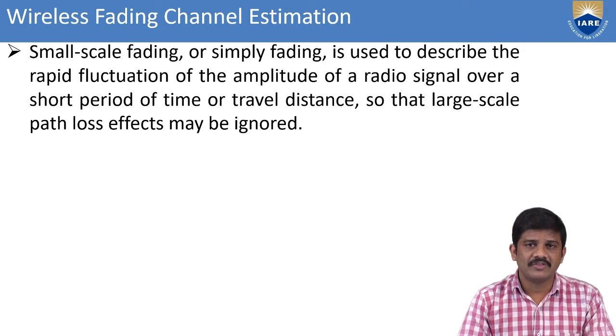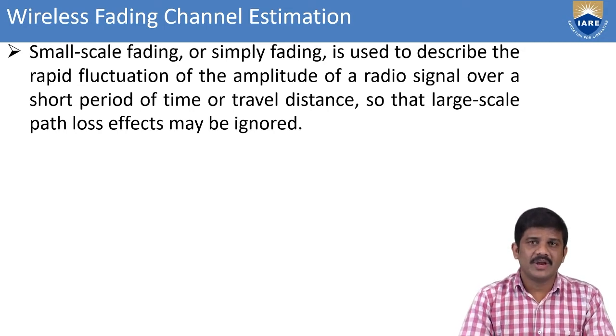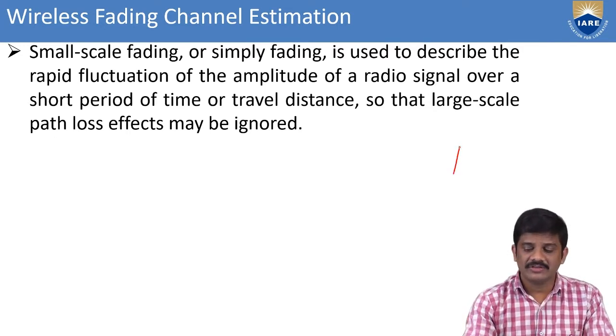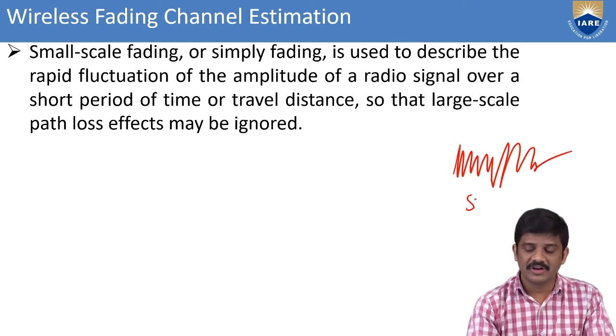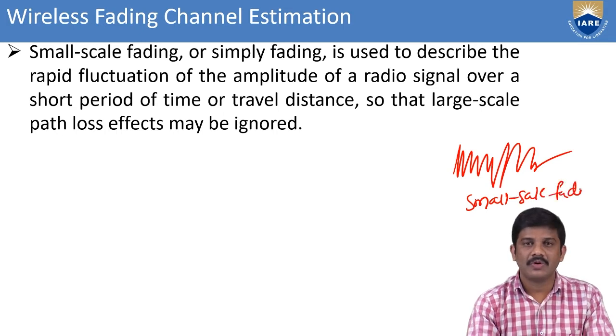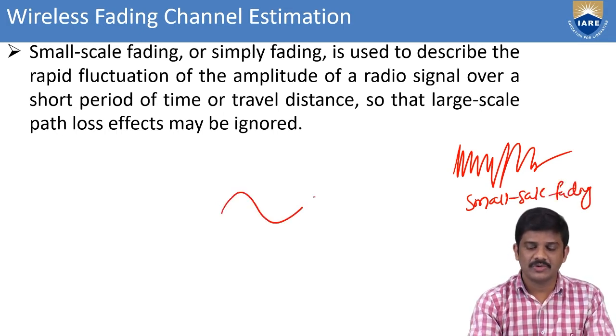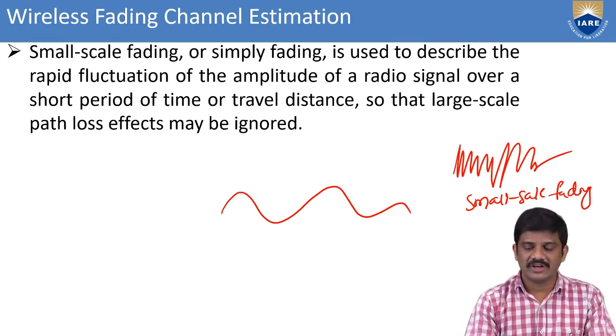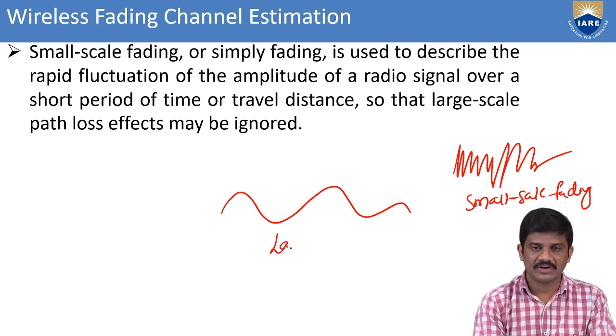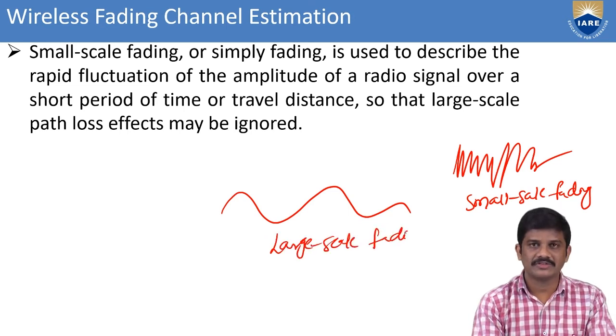Coming to small scale fading, it describes rapid fluctuations. Here, rapid fluctuations occur in small scale fading. Coming to large scale fading, there are no rapid fluctuations between the samples. This is large scale fading and this is small scale fading.